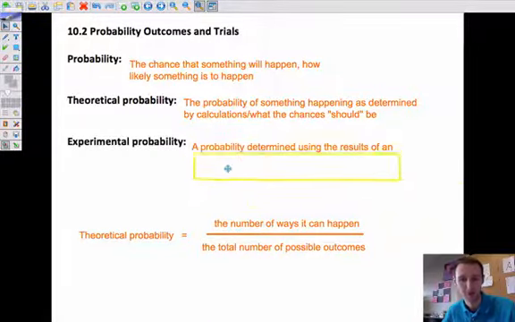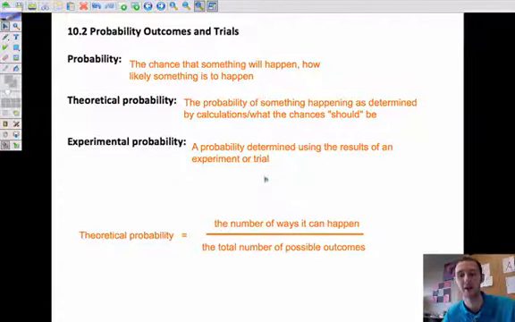Experimental probability is the probability determined using the results of an actual experiment or trial. So again, say you flip a coin 3 times and you get heads 3 times, or flip it 4 times, get heads 3 times and tails once. You would say the experimental probability of getting a head is 3 out of 4, or getting a tail is 1 out of 4. So that's experimental probability.